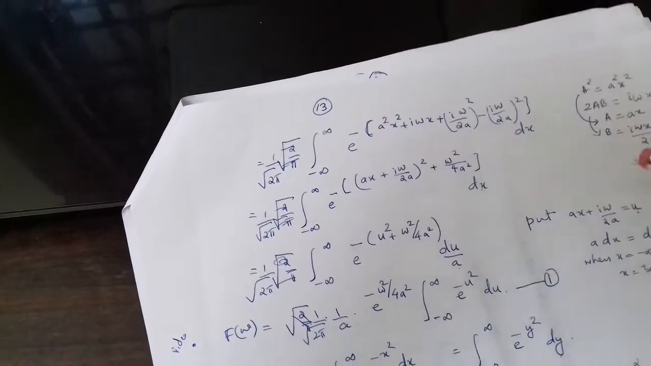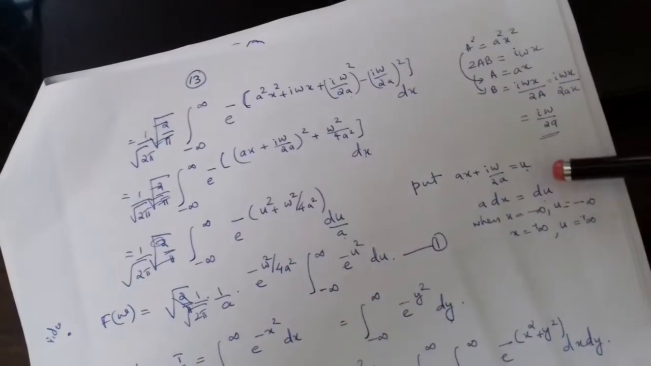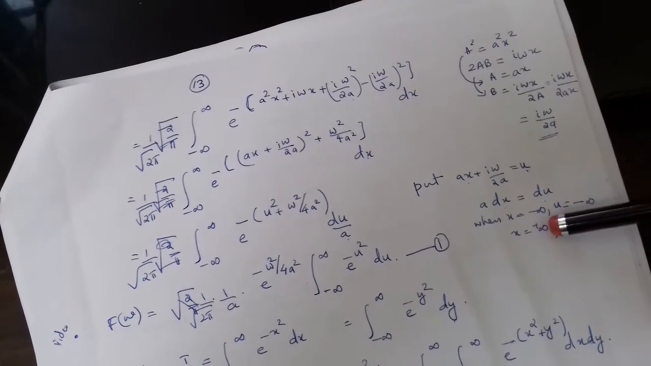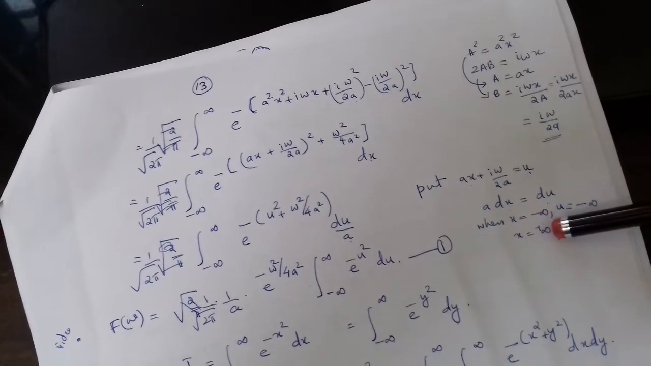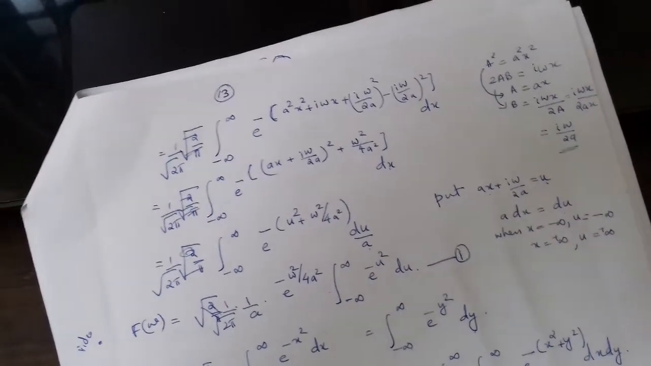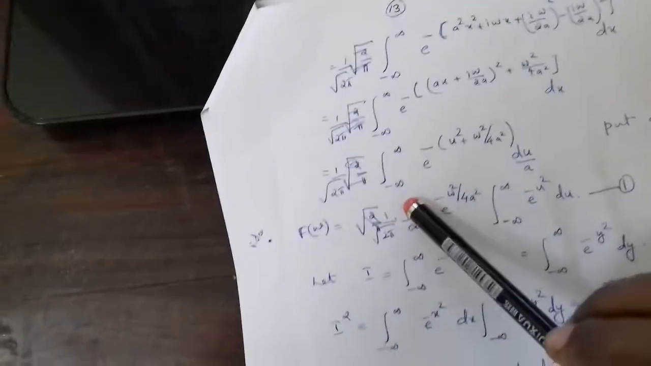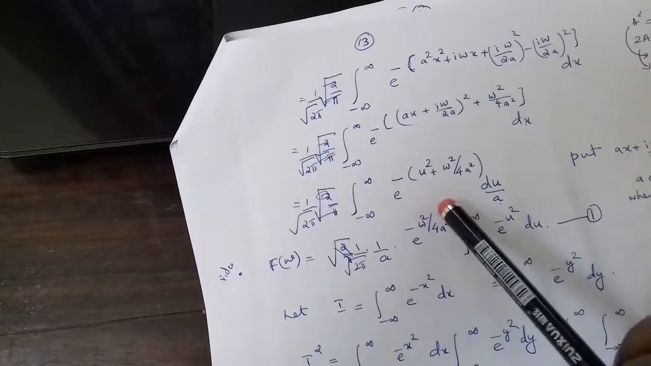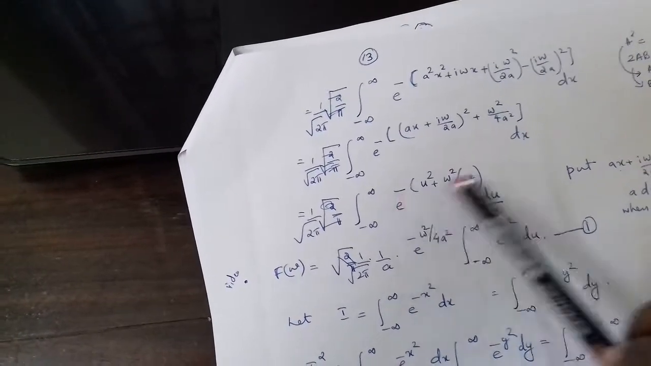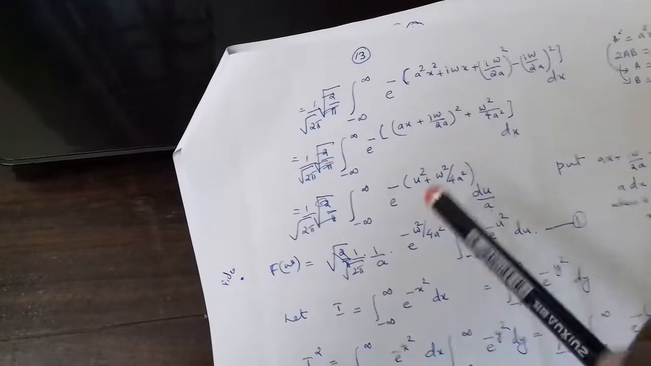So put ax plus i omega by 2a as some u. So we get a dx as du. So when x is minus infinity, u will be minus infinity. If x is plus infinity, u will be plus infinity. So this is 1 by root of 2 pi integral minus infinity to infinity e raised to minus u square plus omega square by a square. And it is e raised to minus u square minus omega square by 4a square, we can write.